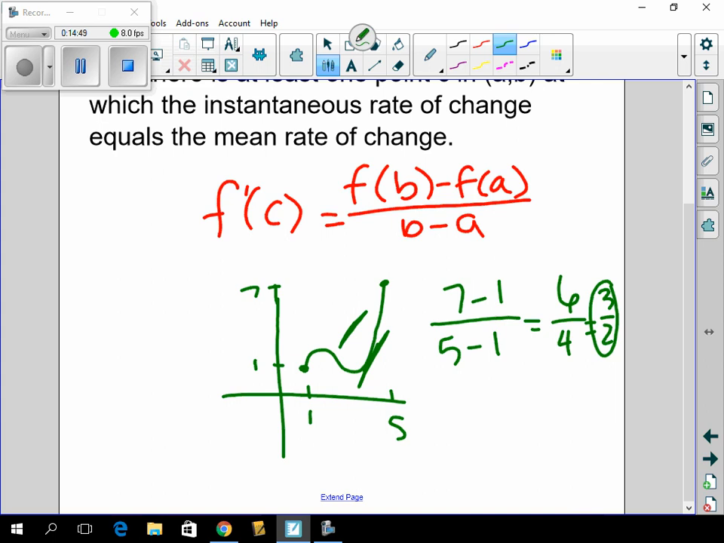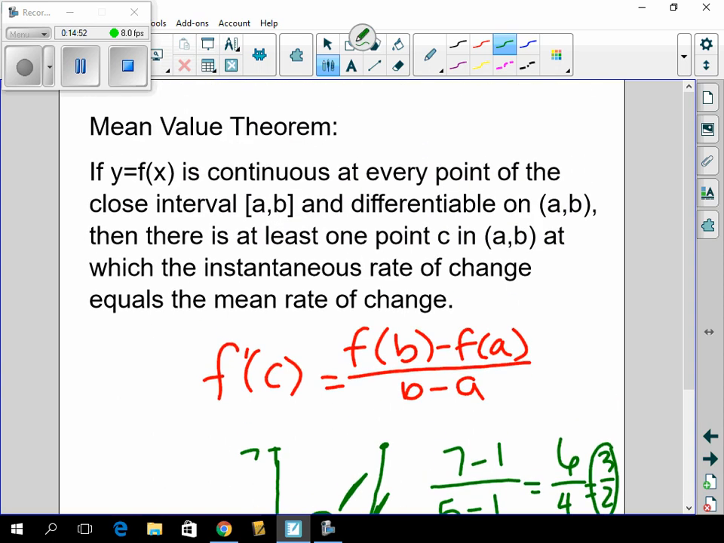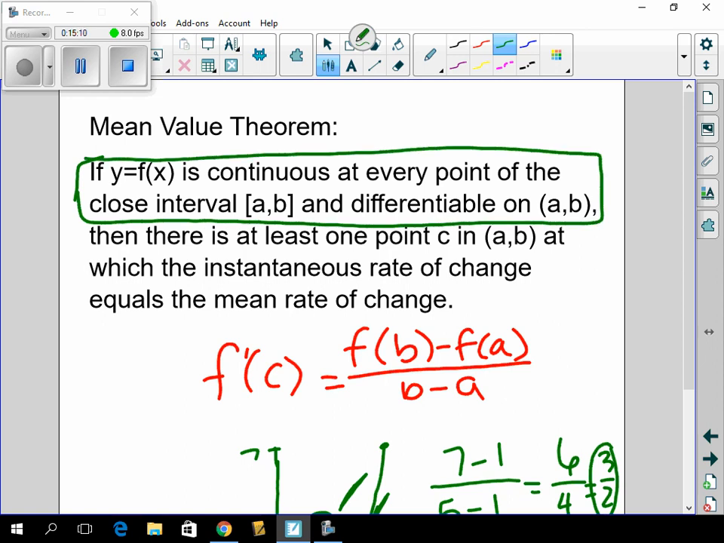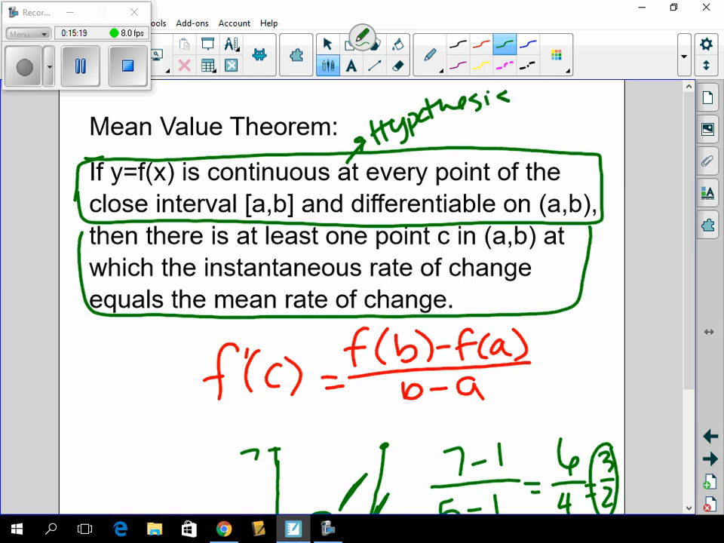And what we're going to do in class is we're going to go over what we call the hypothesis and conclusion to help us with our AP questions. So for tomorrow, just make sure we can understand that my function needs to be continuous on a closed interval and differentiable on an open interval. And as long as I meet that hypothesis, I can make this conclusion.